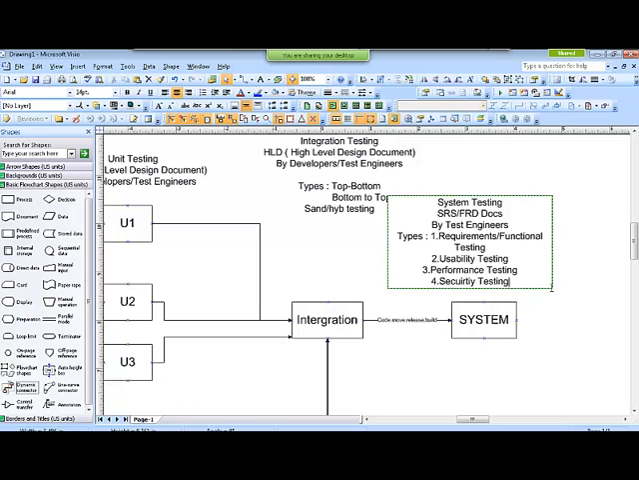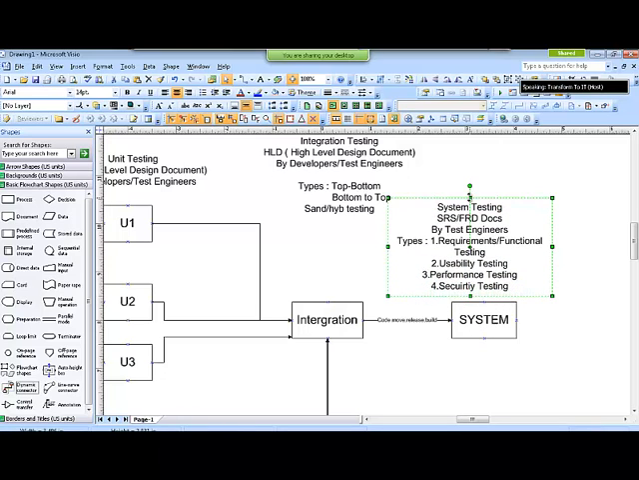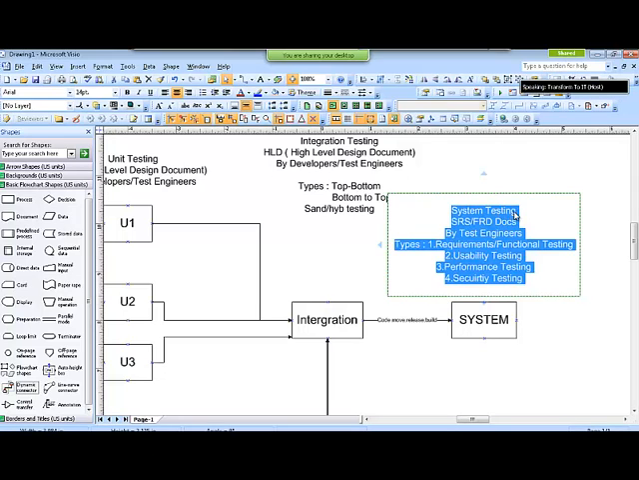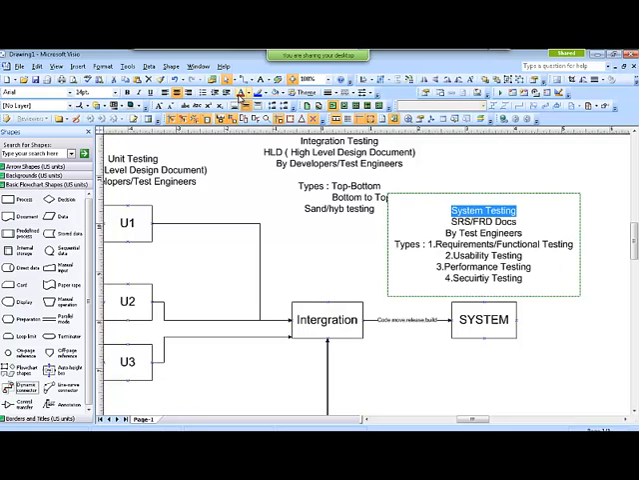So as a test engineer, they will try to conduct system testing. This is going to be the heading, system testing. In order to conduct system testing, normally people use SRS and FRD docs by test engineers. The types of testings are requirements and functional testing, usability testing, performance testing, and security testing. What do you mean by usability and how you are going to conduct usability? That we'll discuss later. First, try to understand types of testings, where and when. Simple logic. By whom?